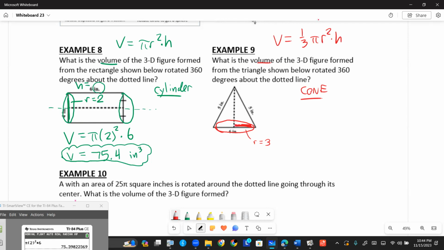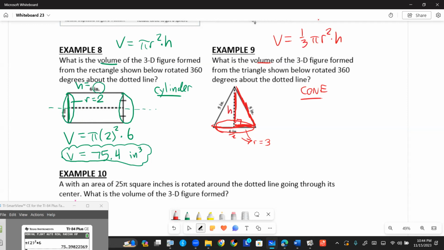And the radius is actually going to be half this whole triangle's base. So 6 divided by 2 is going to be that radius there, which is helpful in this problem here, but I don't have the height. This 5 here is actually the slant height of the cone, sometimes called the length, and we're going to have to calculate the height using the Pythagorean theorem.